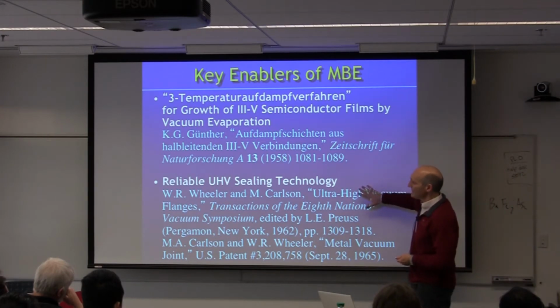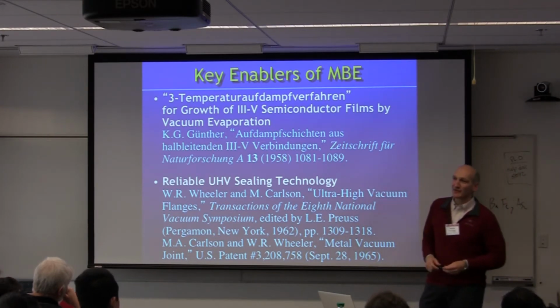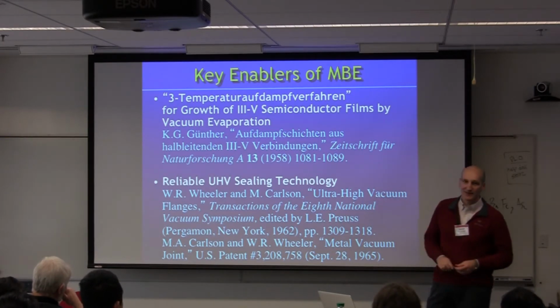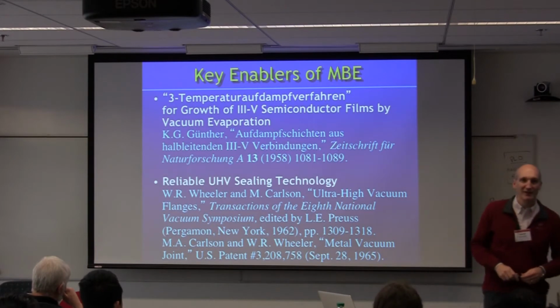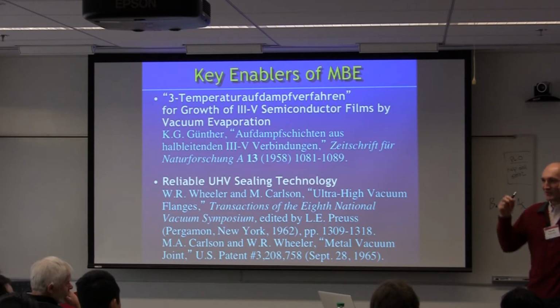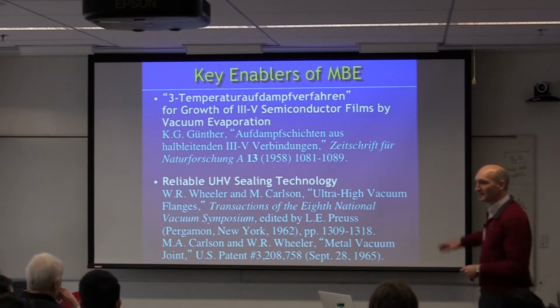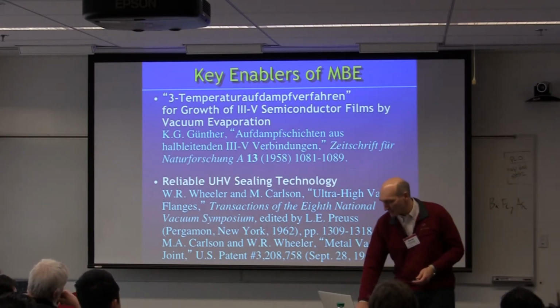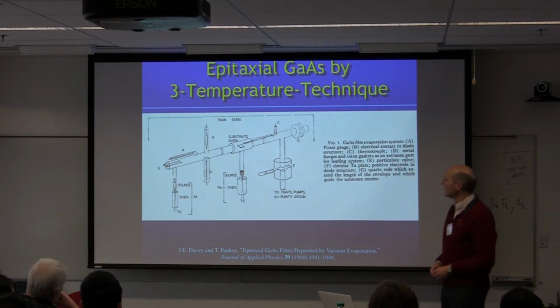The second key piece is ultra-high vacuum technology. And this was in the 50s. In the 60s, the clever folks at Varian, particularly John Wheeler, developed what's called today the conflat flange. Anybody heard of a conflat flange here? Those copper things that you squeeze on? That's the sealing technology that was made possible. Let me just show you a couple of historic things.